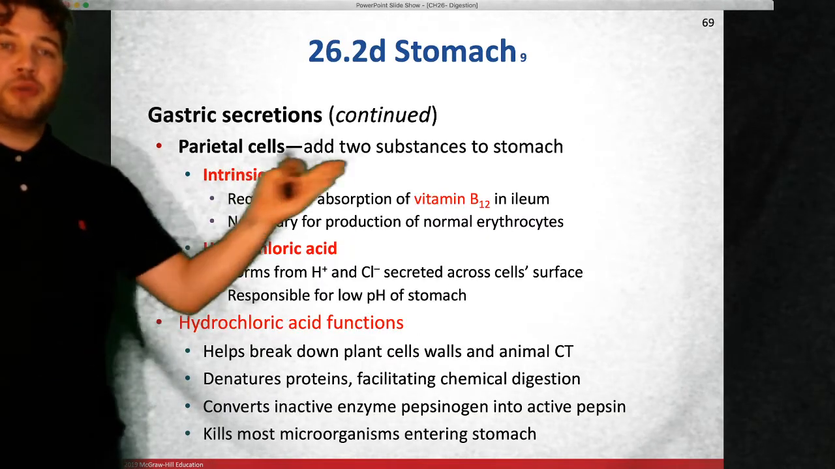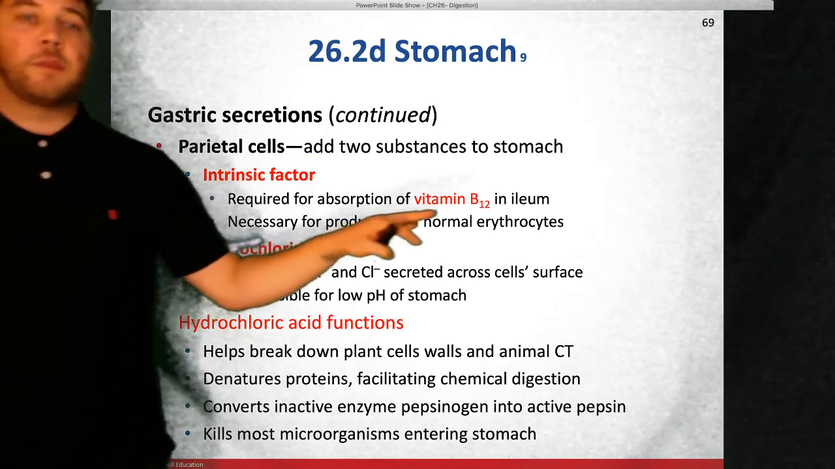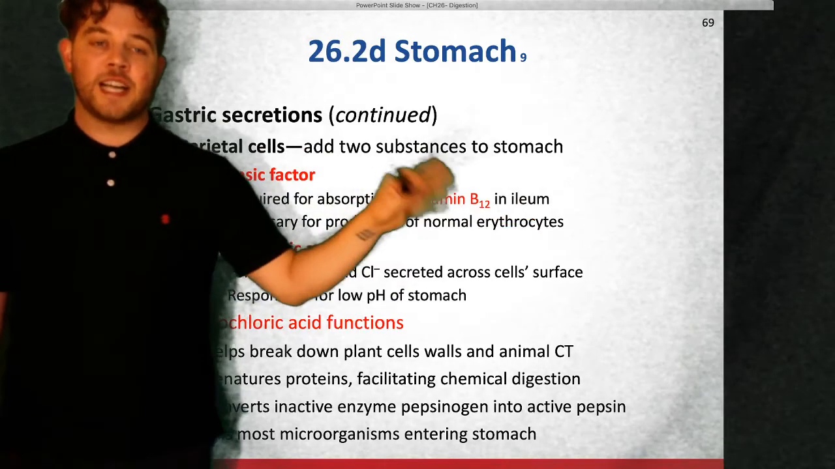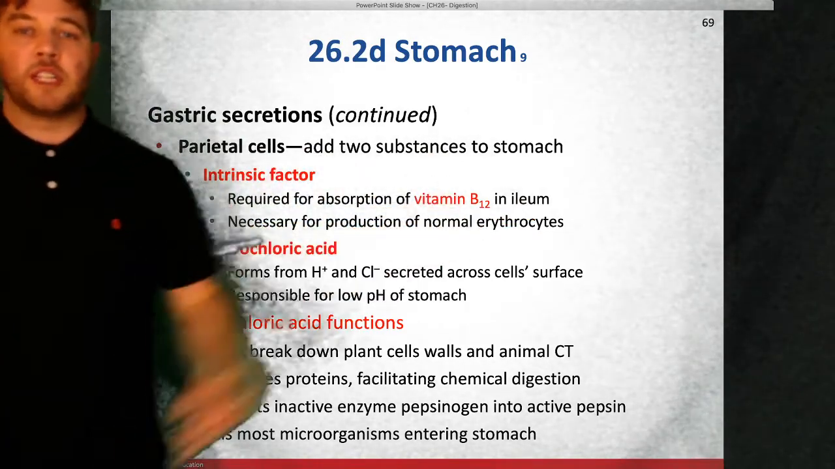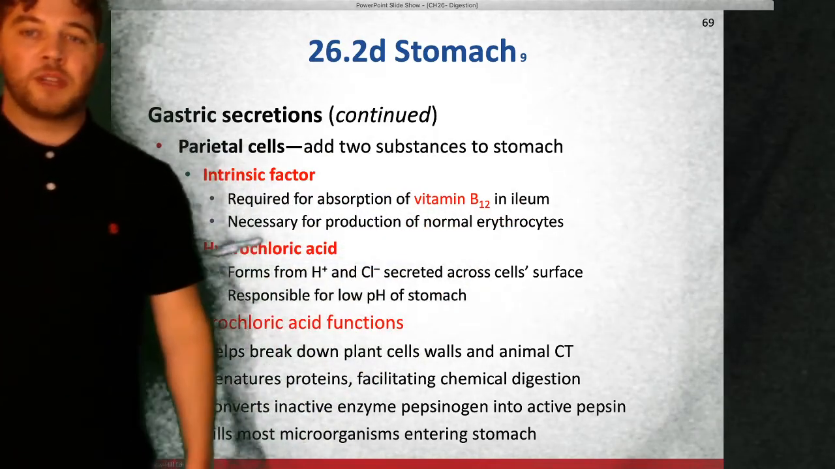Parietal cells add 2 substances to the stomach. One is an intrinsic factor. This is required for vitamin B12 absorption in the ileum. So it is planning ahead. The ileum is the last portion of the small intestine, but already here in the stomach, we're secreting this. B12 is necessary for the production of normal erythrocytes.